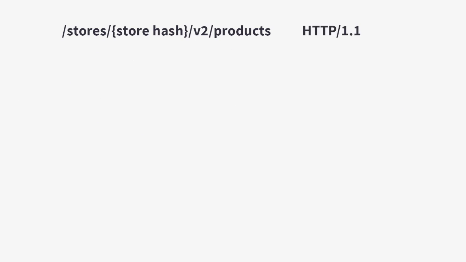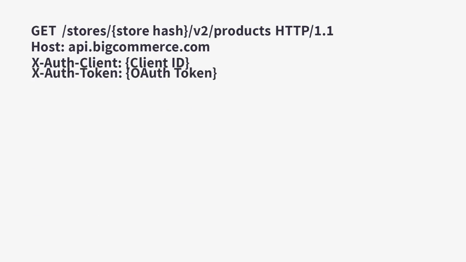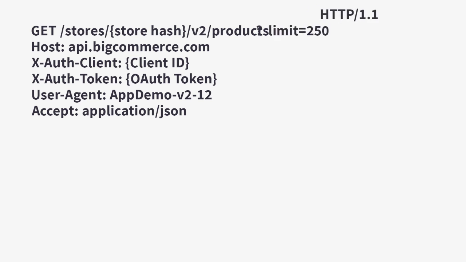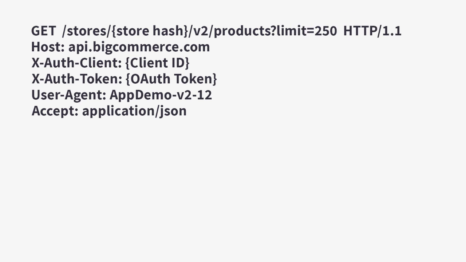The products resource will respond to a GET request with multiple product objects. The number of objects in the response can be specified using the limit parameter. If a limit is not specified, 50 objects will be returned by default. The maximum number of objects that can be returned in a single response is 250. To access the next 250 products, the object can be paginated by adding the page parameter.